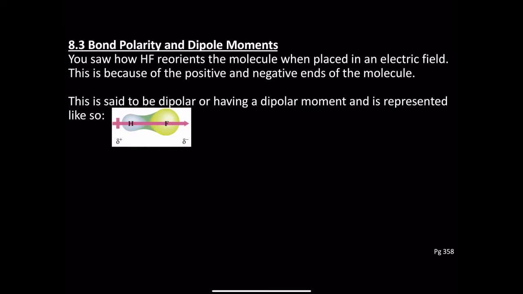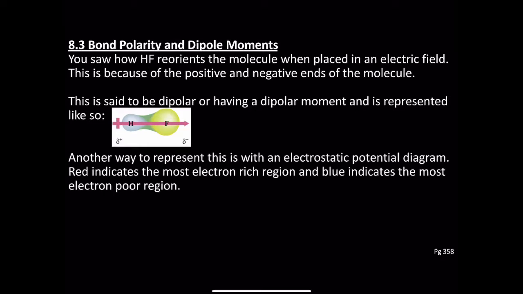Actually, let's look at this graphic a little bit more. This is also a helpful representation of where electrons spend their time too. So electrons spend a lot of time right around this fluorine's nucleus, whereas they spend less time over here around hydrogen, right? And that's due to the difference of protons in the nucleus as well. Another way to represent this is with an electrostatic potential diagram. Red indicates the most electron-rich region, and blue indicates the most electron poor region.